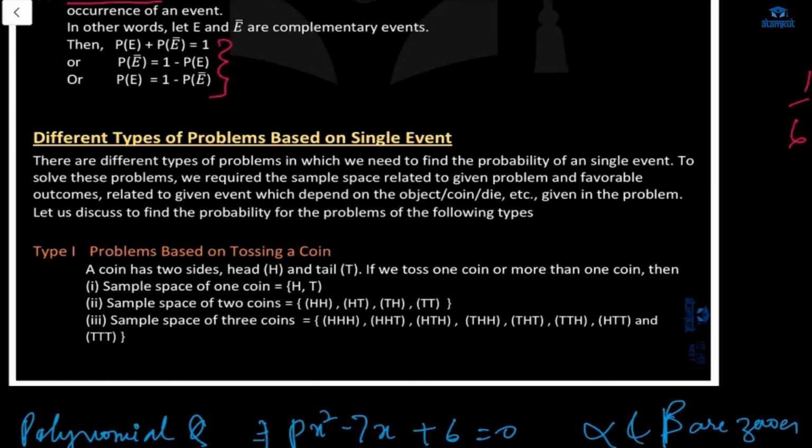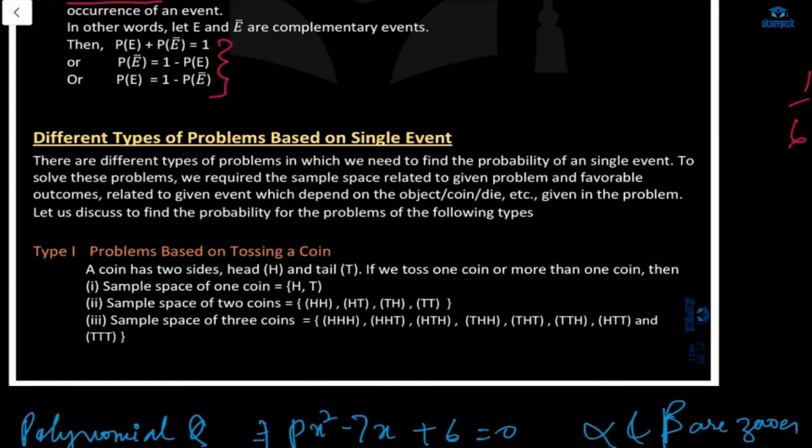Okay, but when we are tossing a single coin, then the sample space will contain H and T. But if we are tossing two coins simultaneously, then in both the coins only head can come, only tail can come, or in one of the coins head can come and in the other tail. Okay, so we have 4 outcomes in the sample space here: HH, HT, TH, and TT.